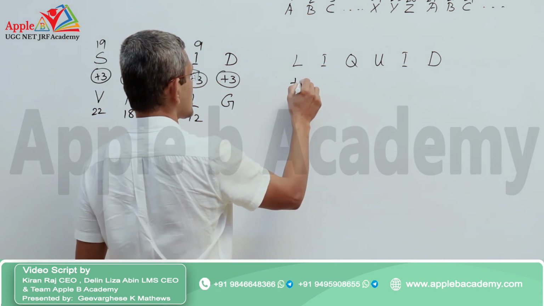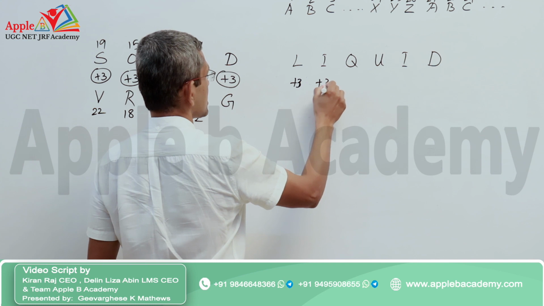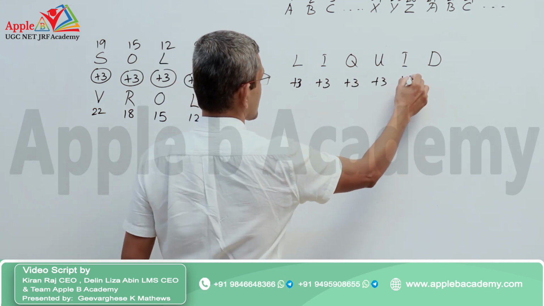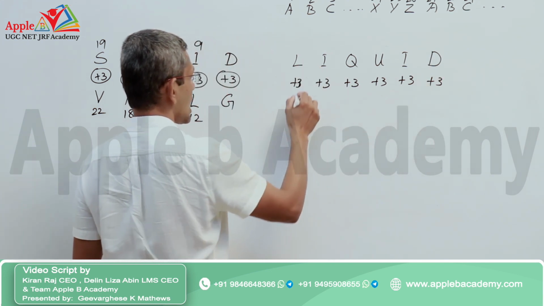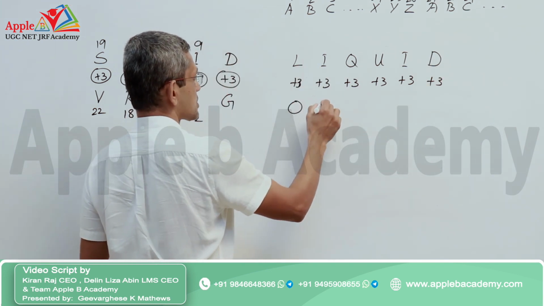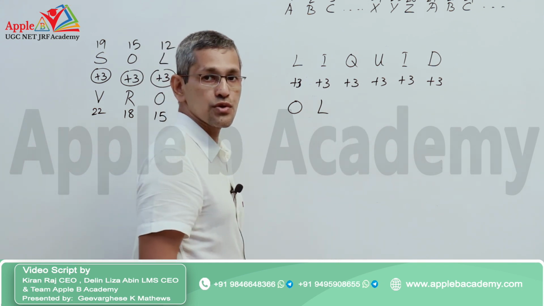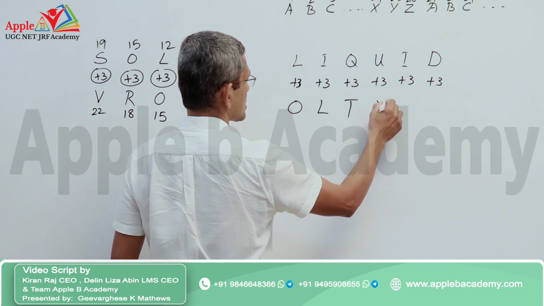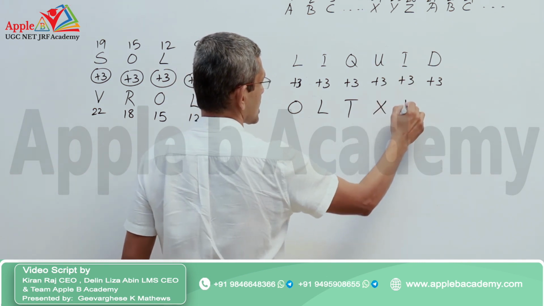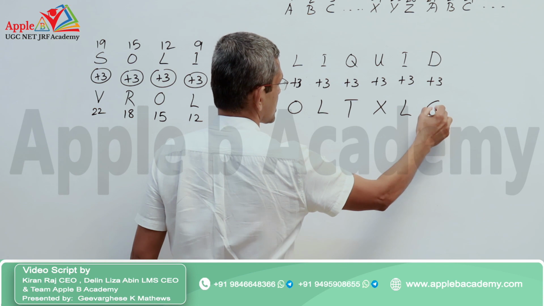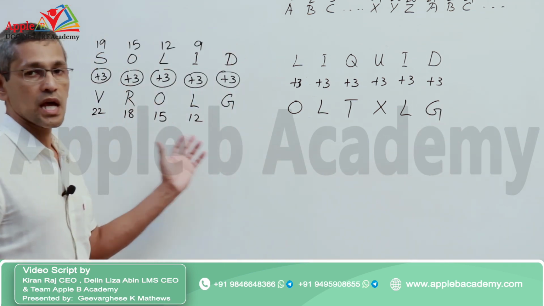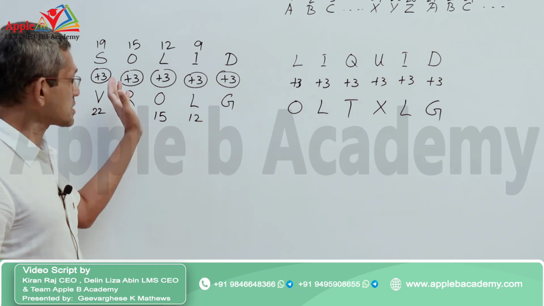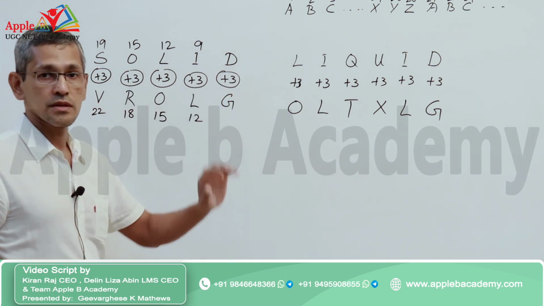So, we apply the same pattern, plus 3, plus 3, plus 3, plus 3, plus 3, same pattern here. So, what is it? L plus 3, O, I plus 3, L, Q plus 3, Q is 17, 17 plus 3 is 20, 20 is T, U plus 3, that is 24, I plus 3 again, L, so D plus 3, G. So, solid and liquid. See that? Its pattern is pretty straightforward, plus 3, plus 3, plus 3, plus 3.